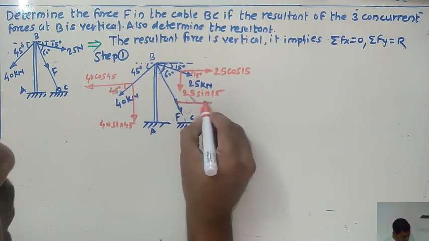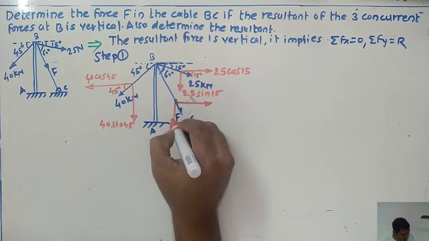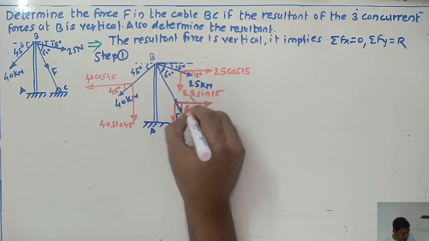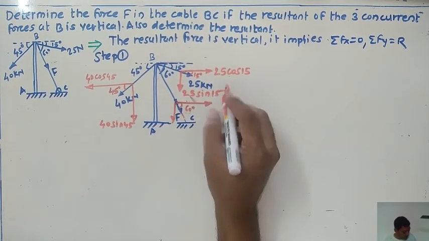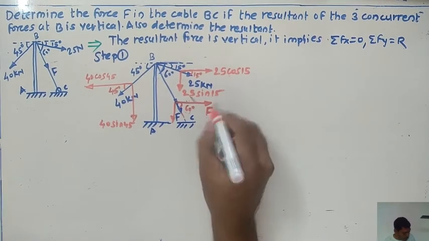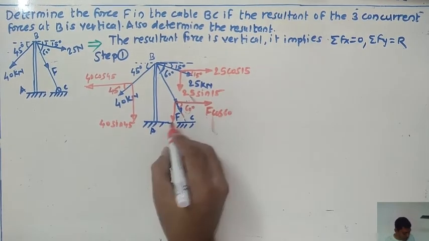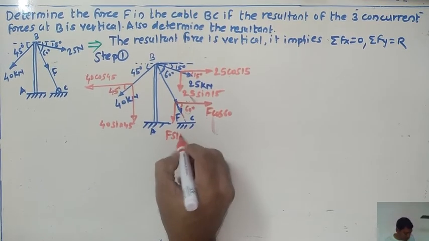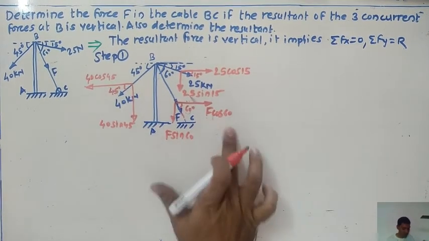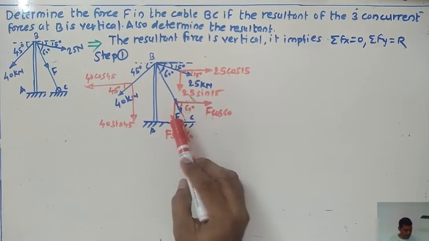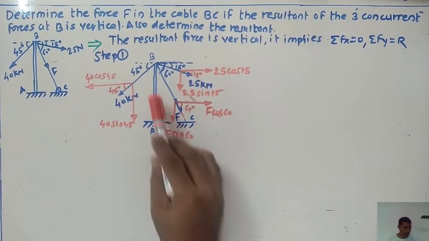So component of this one in horizontal direction and component of the F in vertical direction. So what's about this angle? This angle is 60 degree. So what's about this component? F cos of 60 degree. So what's about this one? F sine of 60 degree. So resolution of all the component is over. My target is to get the magnitude for this F as well as the resultant R.